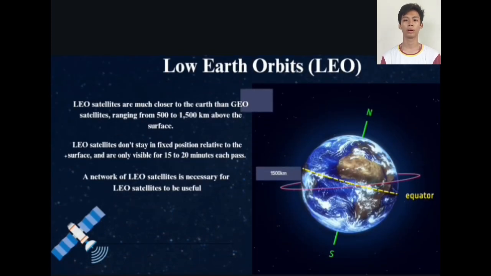Low Earth orbit or LEO. LEO satellites are much closer to the Earth than GEO satellites, ranging from 500 to 1,500 km above the surface. LEO satellites don't stay in a fixed position relative to a surface and are only visible for 15 to 20 minutes each pass. A network of LEO satellites is necessary for LEO satellites to be useful.